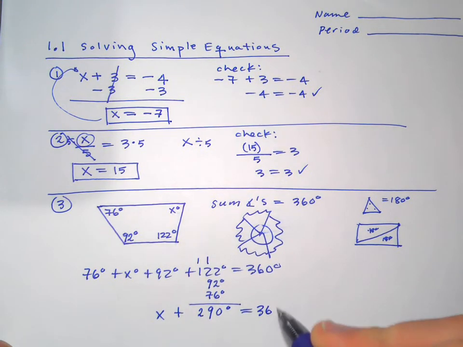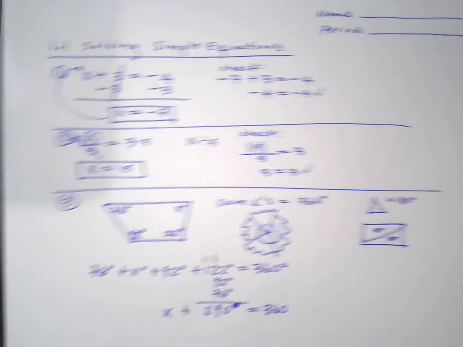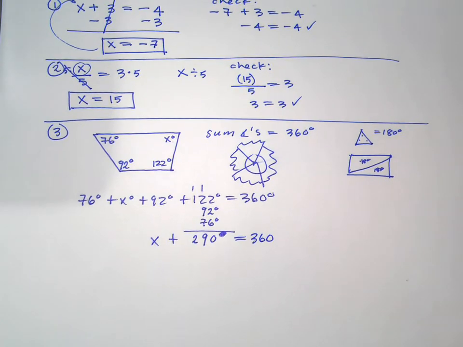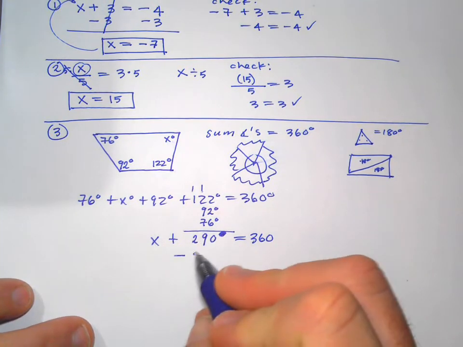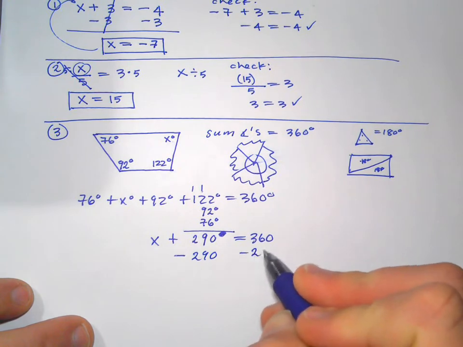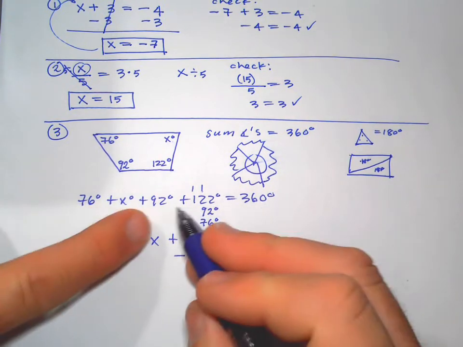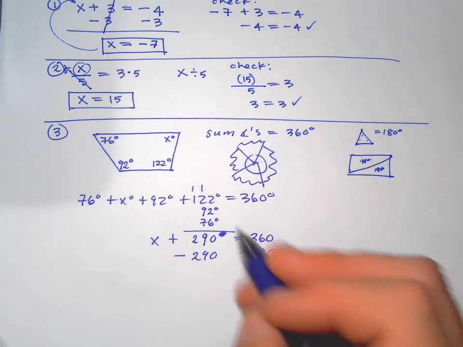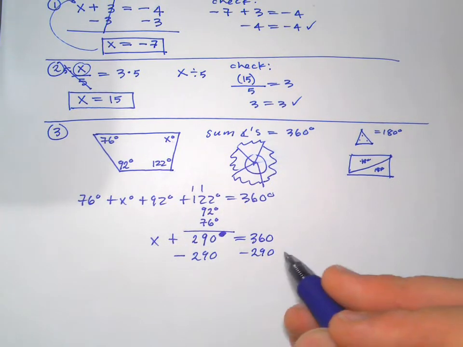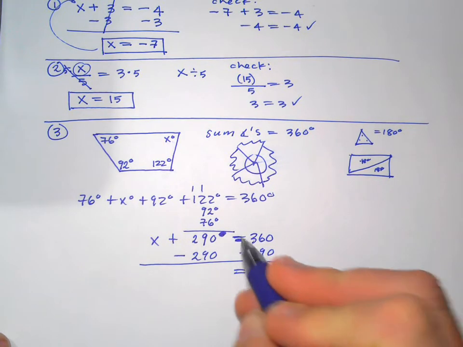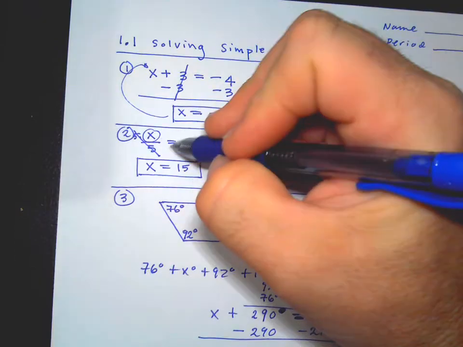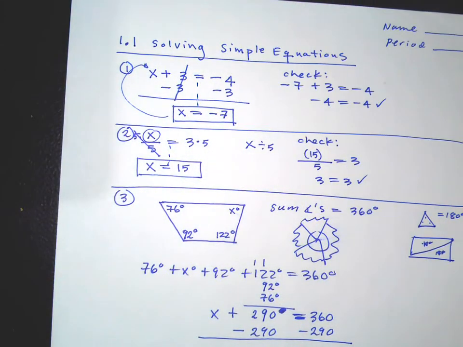Now we probably could be lazy and just not write the degree symbol in our work, but our final answer really should have a degree symbol, I think. Well, I guess the degree symbol is already on the x. Now let's try and get the x by itself. Subtract 290. Subtract 290. We could have subtracted 76 and subtracted 92 and subtracted 122, but it's a little easier to add those together first and then just subtract them once. Okay, everything should line up. You should have an equal sign that lines up. See my work right here? There's always an equal sign that lines up in the previous step.